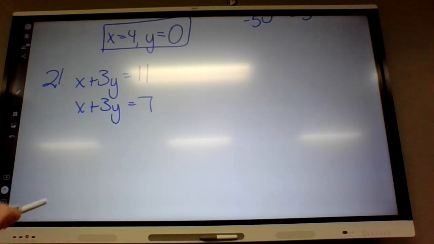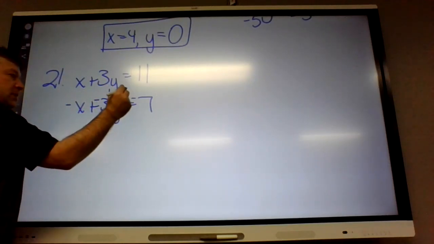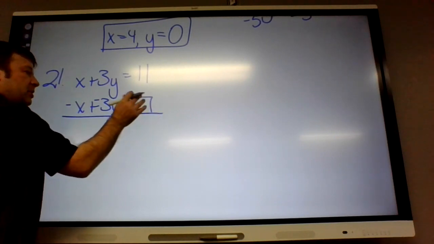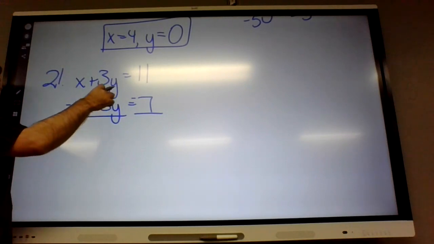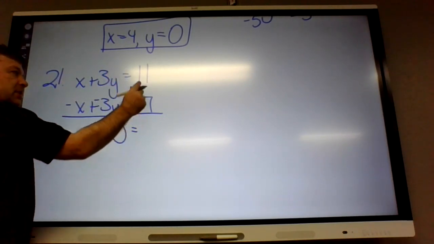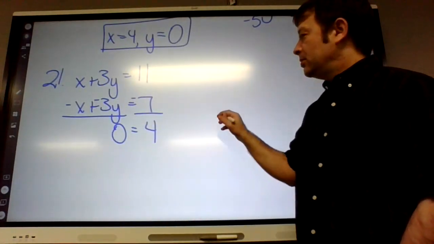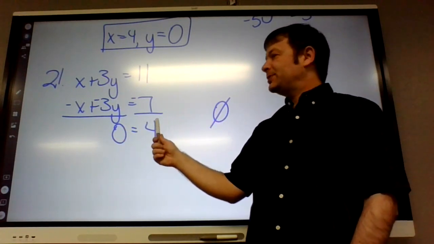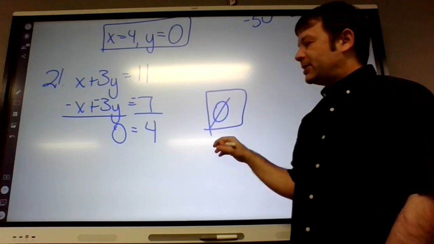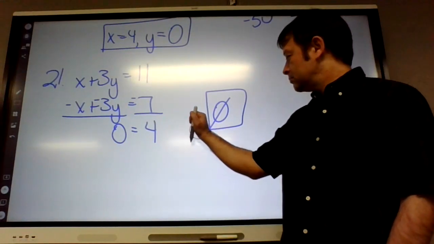Okay, how can I get rid of my x's? If I multiply by negative 1, those would all be negative, and the x's go away. 3y plus negative 3y goes away. So I get 0 equals 11 minus 7, 4. So no solution. What would make it infinite solutions? Zero equals zero, or 4 equals 4, or something like that. 22 is fractions. Answers, both of them. And 12.